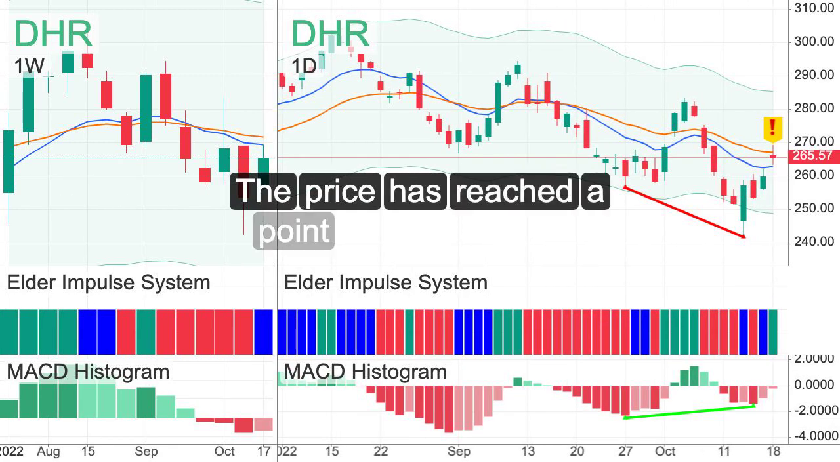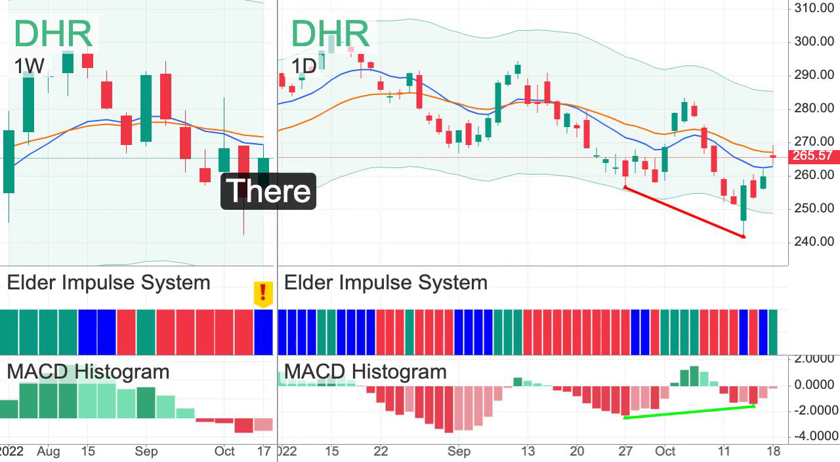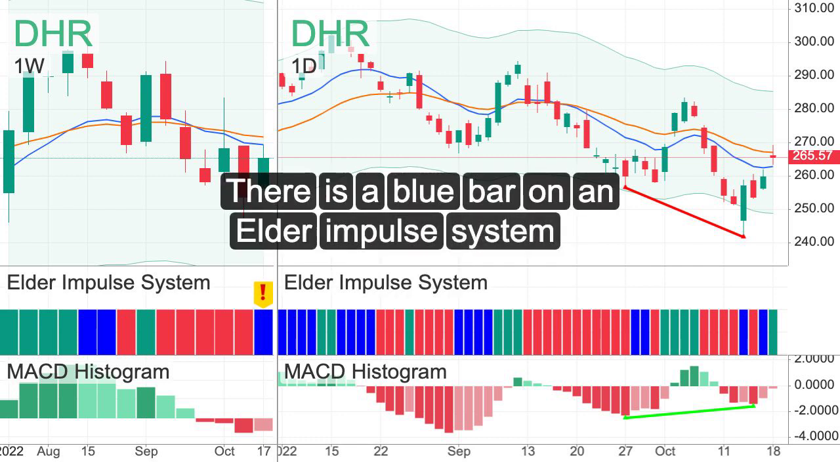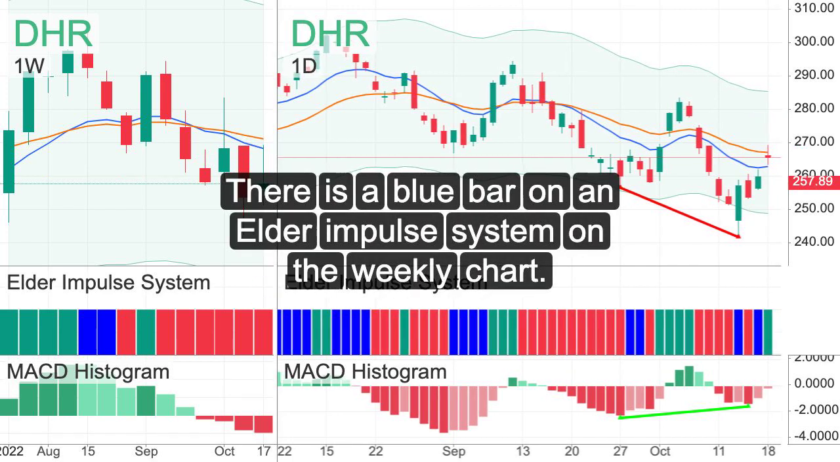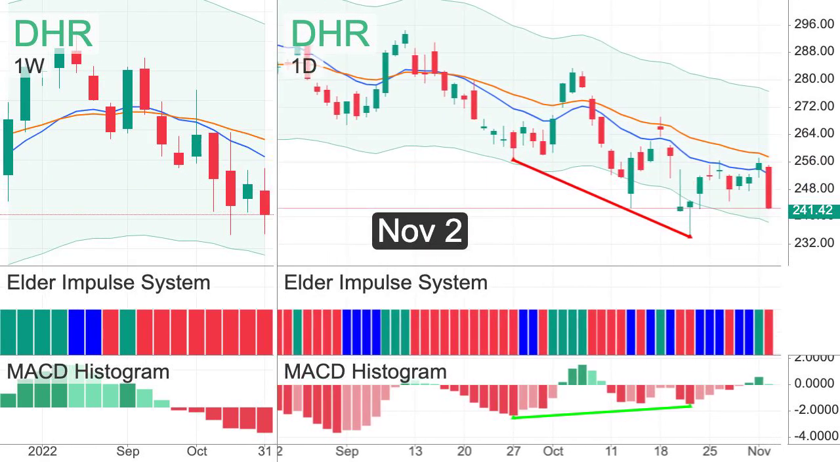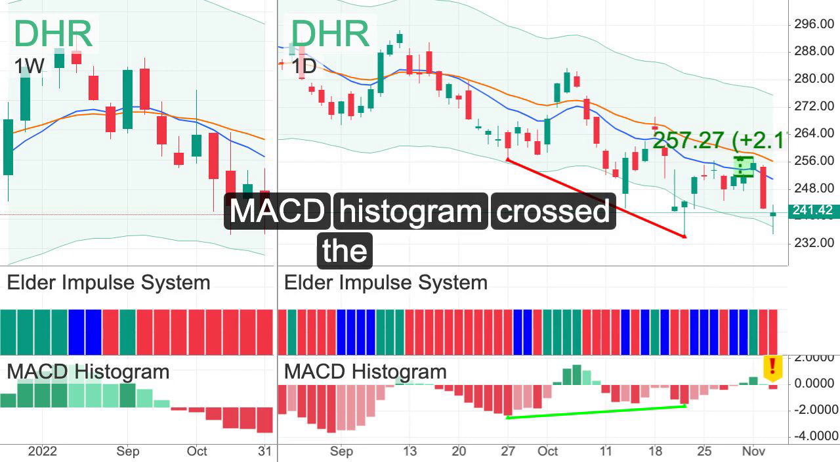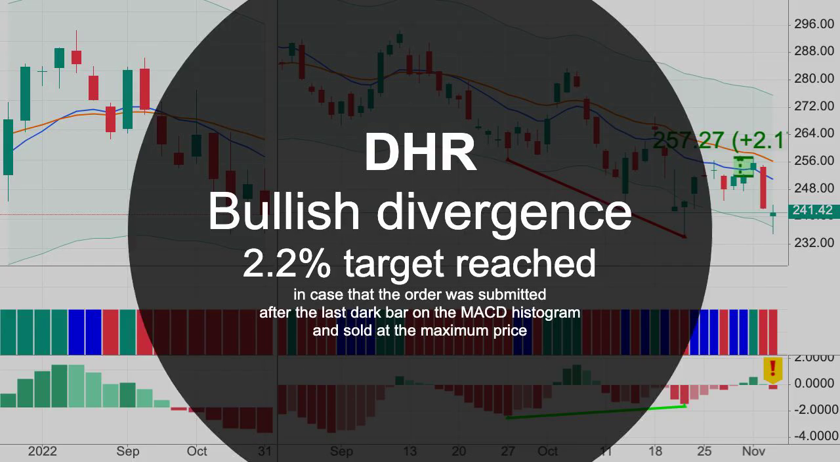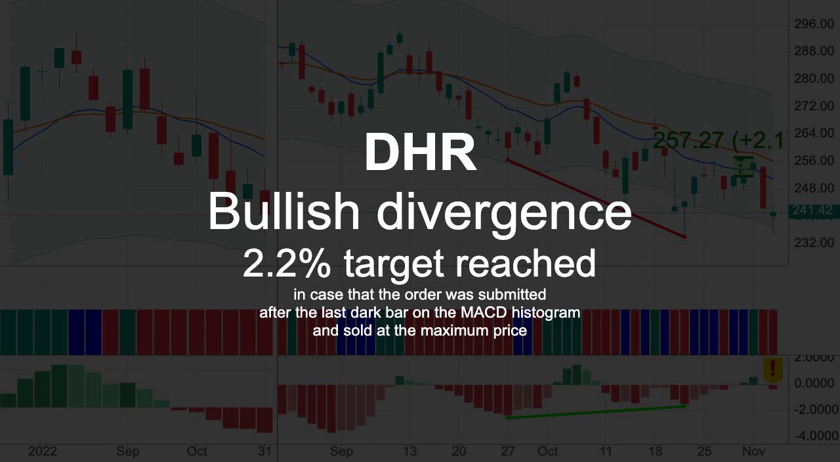The price has reached a point above the value zone. There is a blue bar on an Elder impulse system on the weekly chart. MACD histogram crossed the zero line. 2.2% target reached.